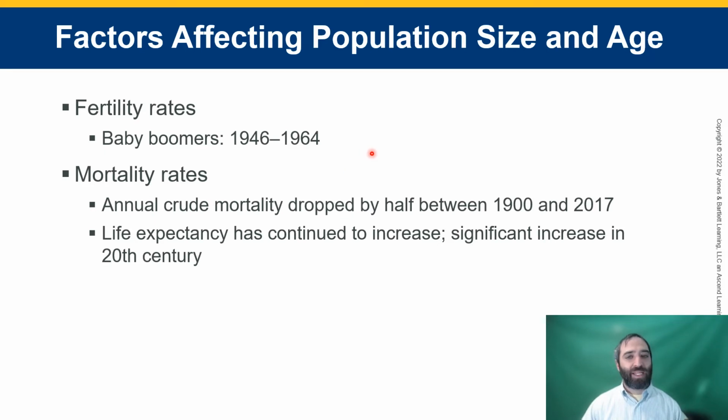Factors affecting population size and age. So how do we come to this? What's going on? Fertility rates had a large role to play here. We had very high fertility rates relative to before and after, and that group of people was known as the baby boomers. I mentioned them before. That's the group 1946 to 1964. I said 65, but anyway, it's just a kind of man-made or social idea to help us understand what's going on.